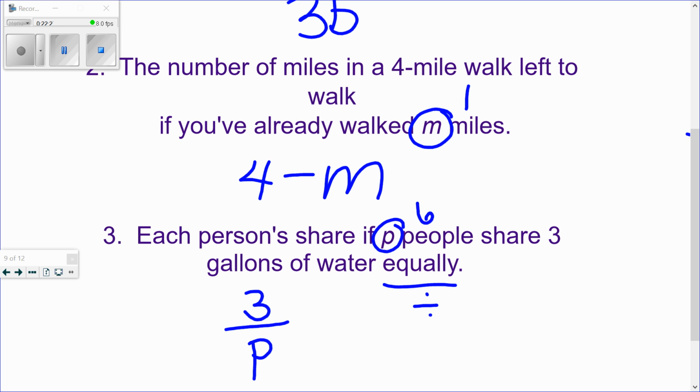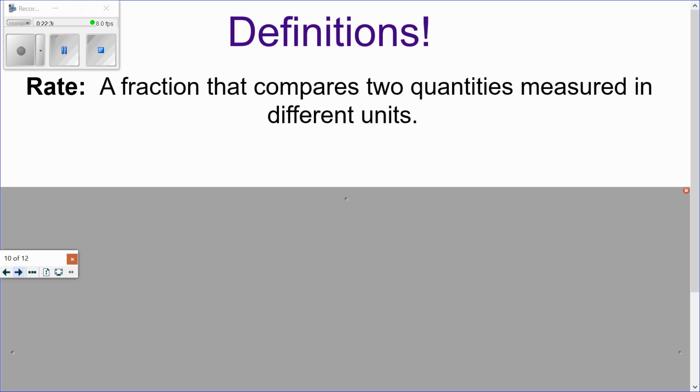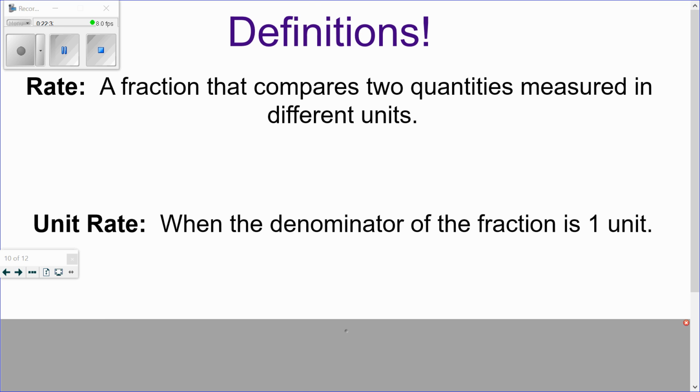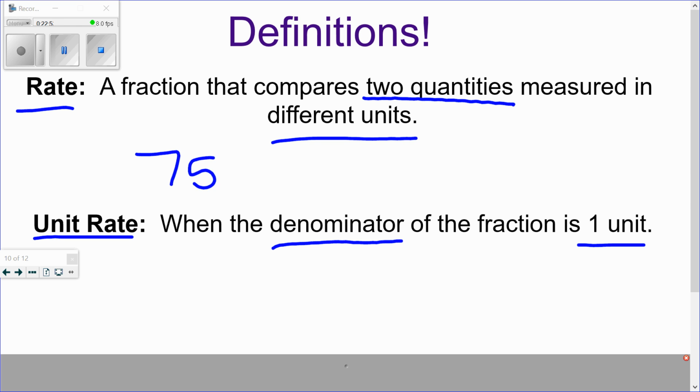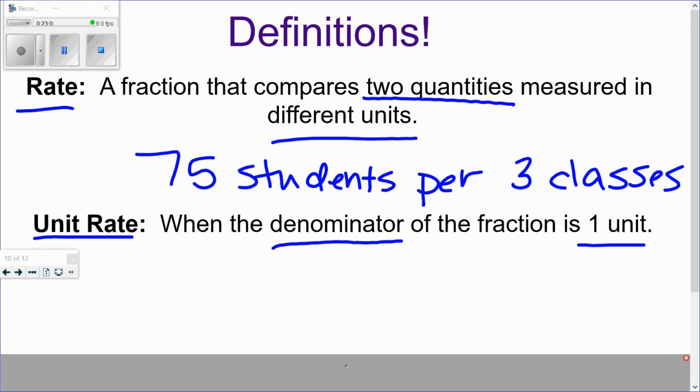All right. The other little topic in this lesson, which is very quick, is rates and unit rates. A rate is anything that compares two quantities. And they're usually different units. A unit rate is a special kind of that. It's where the denominator in the rate is 1 unit. So let me give you an example. If I have 75 students, a lot of times you'll see the word per here, 3 classes. Okay, 2 different units, students and classes, that are being compared.